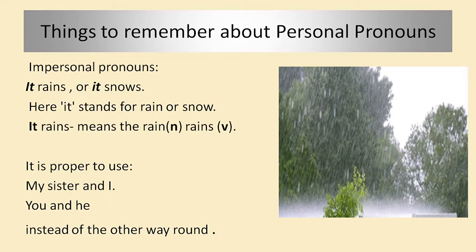What we need to remember about personal pronouns is the case of it, when we are using it as impersonal pronoun, like we are using it to refer to inanimate objects, non-living things, like when we use it in the sentence it rains or it snows. Here it is standing for the rain or snow. It rains means the rain rains.